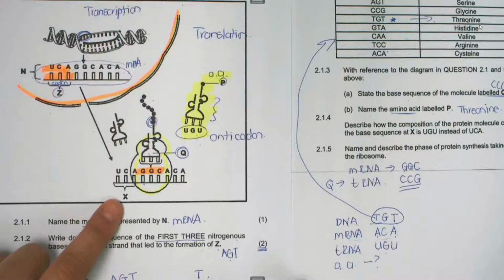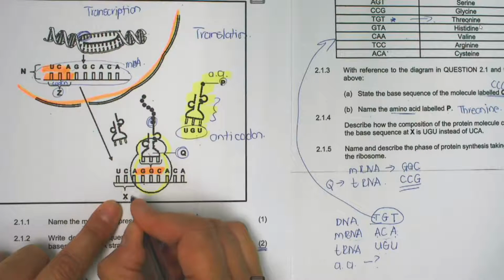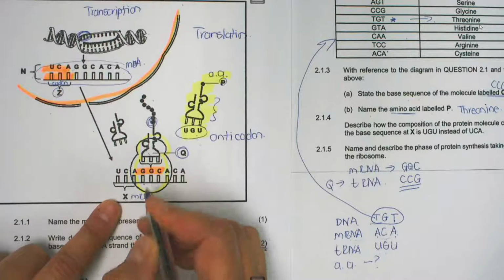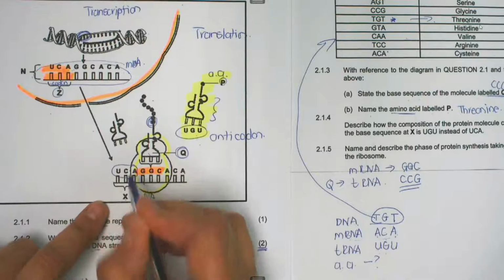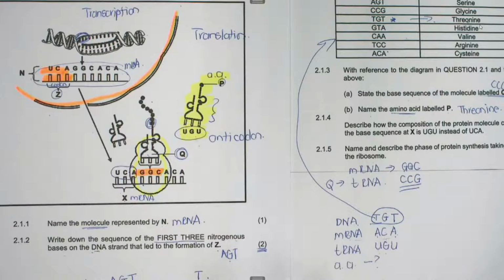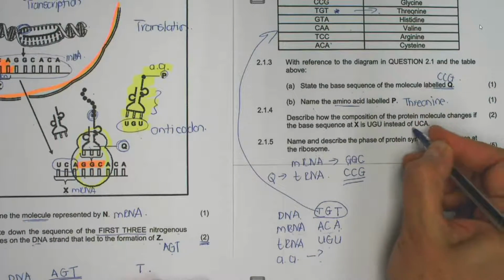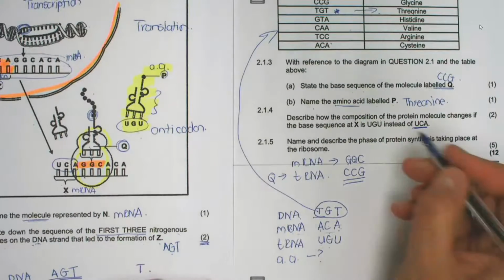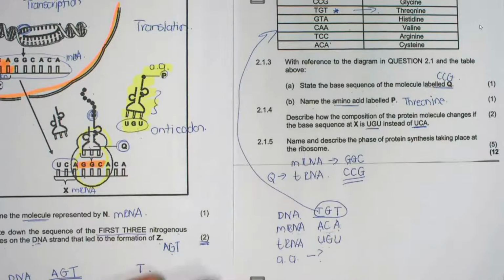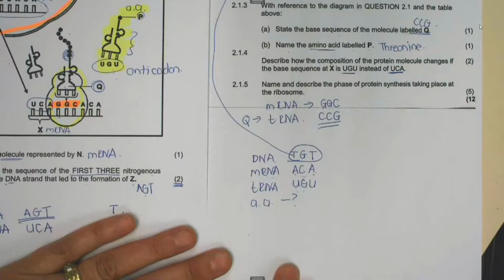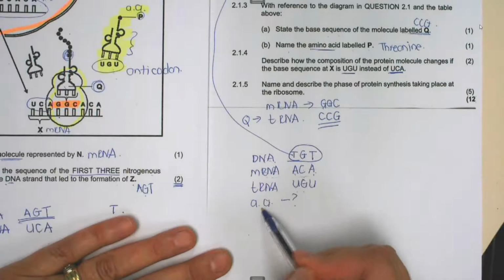They say, here's the base sequence. This is mRNA, remember. The base sequence is UCA. That is what it begins with. Now, what is going to happen to this whole process if that UCA, because of mutation, changes to UGU? Now, let's have a look what happens. I'm still going to use that sequence.